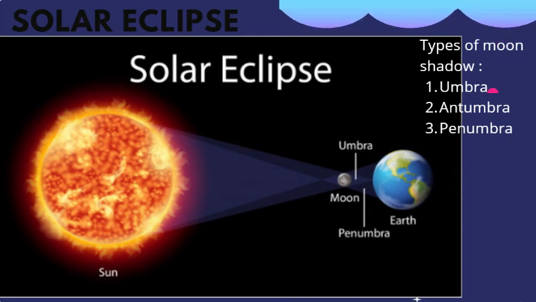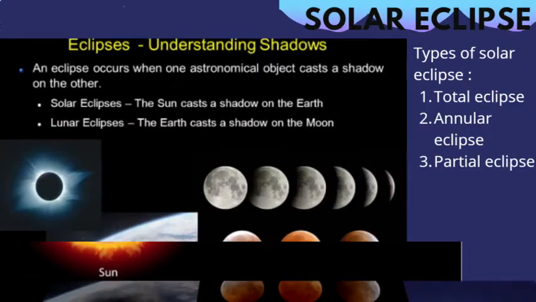Antumbra. The area of the shadow beyond the point of the umbra. Here the moon is completely in front of the sun but doesn't cover the entire sun. The outline of the sun can be seen around the shadow of the moon. Penumbra. The area of the shadow where only a portion of the moon is in front of the sun.